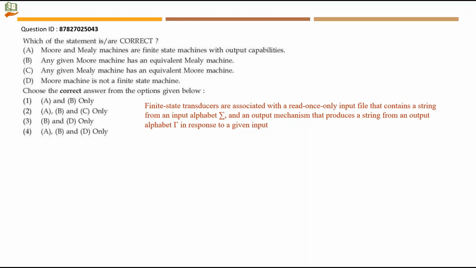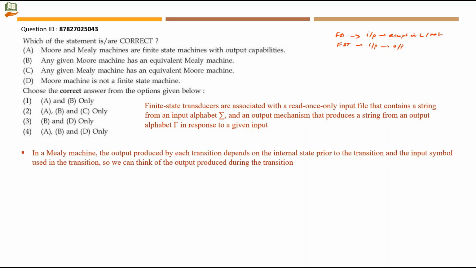Finite state transducers are associated with a read once only input file that contains a string from an input alphabet and an output mechanism that produces a string from an output alphabet in response to a given input. So this is the official definition. Usually in finite automata we have an input and we say whether it is accepted in a language or not. But in finite state transducers, there will be an input and there will be an output too. These Moore and Mealy machines come under finite state transducers.